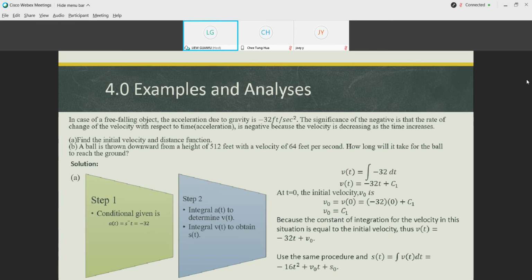Solution for part A: the condition given is a(t) equal to negative 32. For step 2, we need to integrate a(t) to determine v(t). After we determine v(t), we need to integrate it to obtain the s(t) function. The procedure is shown on the right-hand side, and the answer for v(t) is equal to negative 32t plus v0. Then s(t) equals negative 16t squared plus v0 t plus s0.